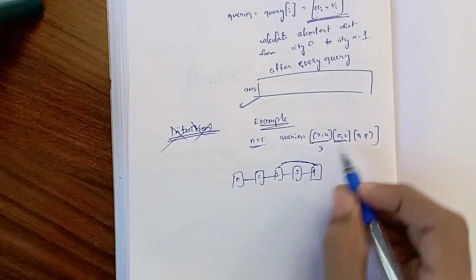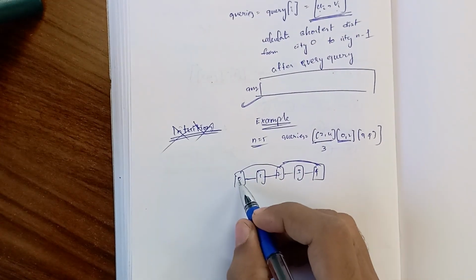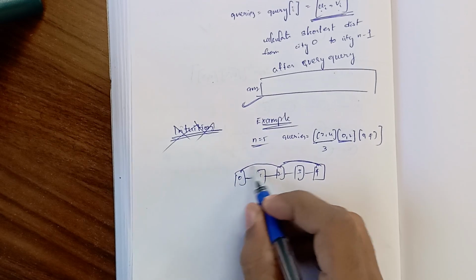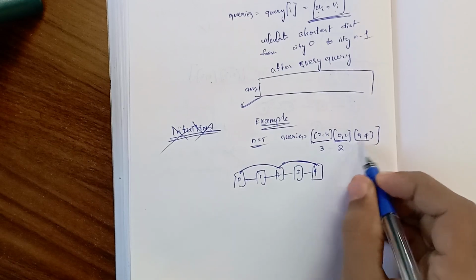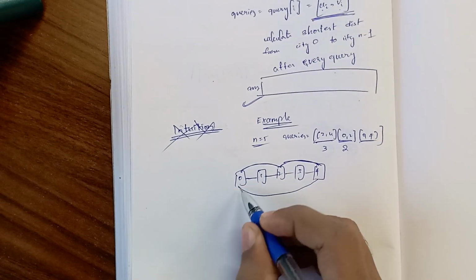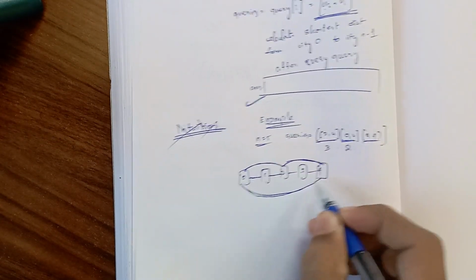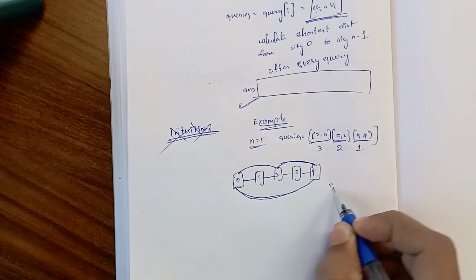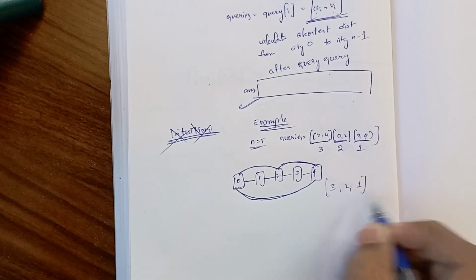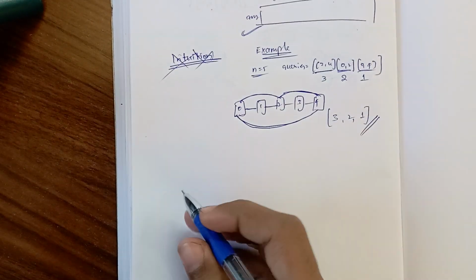And then 0 to 2 again. Now, what is the shortest distance? 0 to 2, 2 to 4. So 2 here. And 0 to 4. Now, here is a connection between 0 to 4. Now, what is the shortest distance? Directly from 0 to 4, only 1. So 3, 2, 1 is the array which we need to return as the answer.